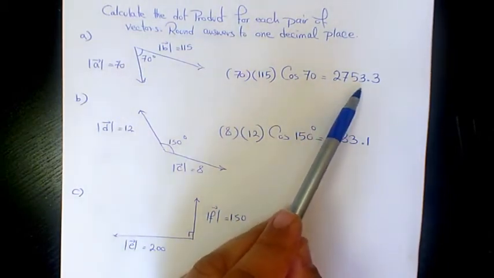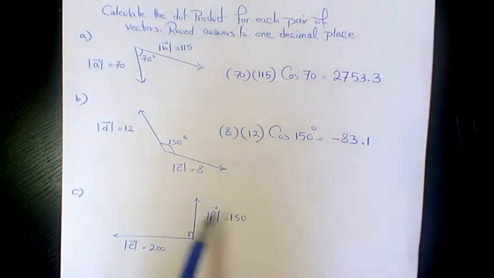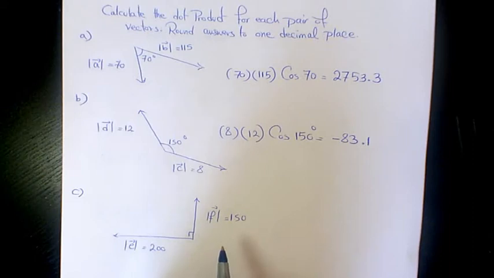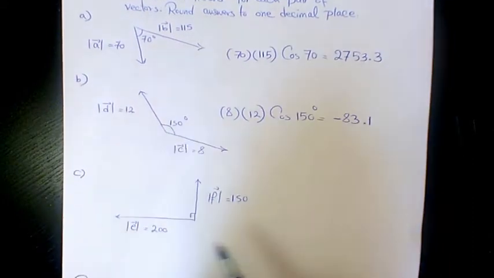Whenever we have the angle theta between 0 and 90 degrees, the answer is going to be positive. Why? Because cosine of any angle between 0 and 90 is positive, and cosine for any angle between 90 and 180 is going to be negative. And don't forget that cosine 90 is 0. So whenever we have two perpendicular vectors or two orthogonal vectors, the dot product will be 0. Why? Because cosine 90 is 0. Next one.